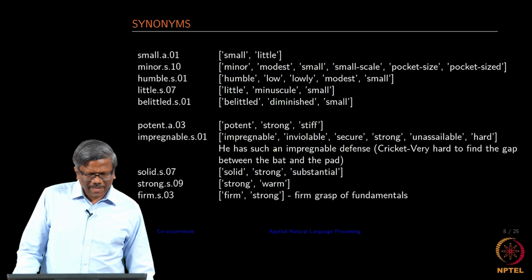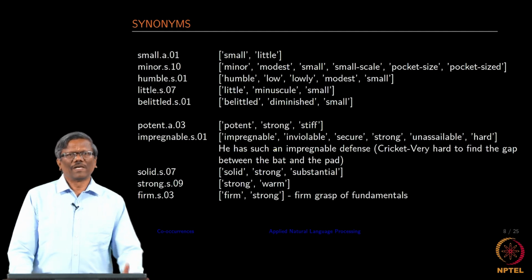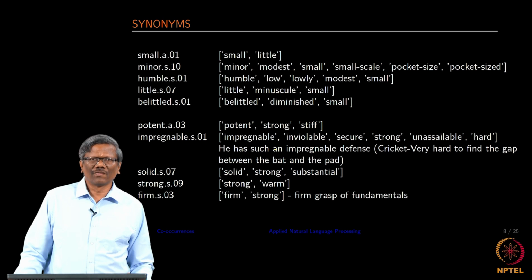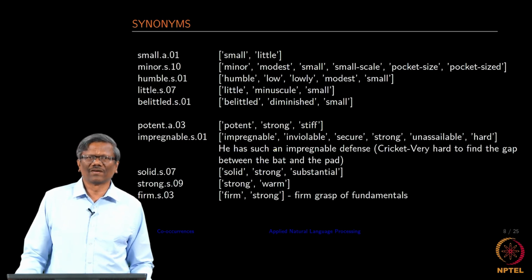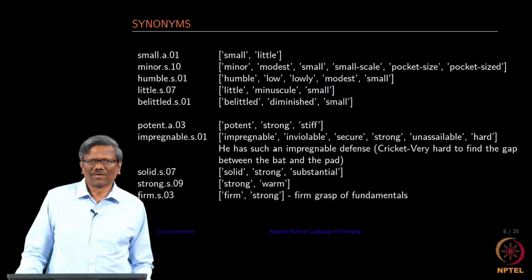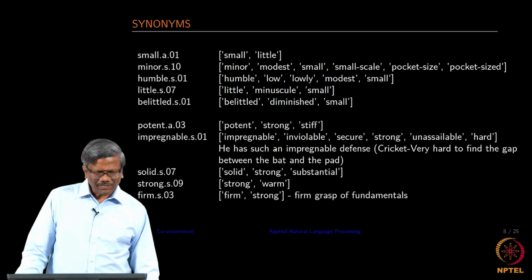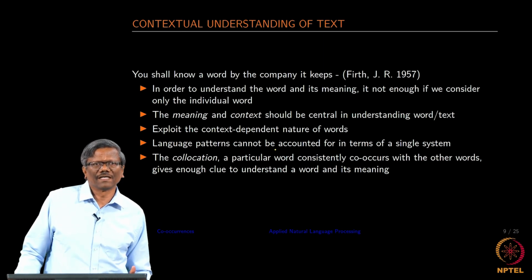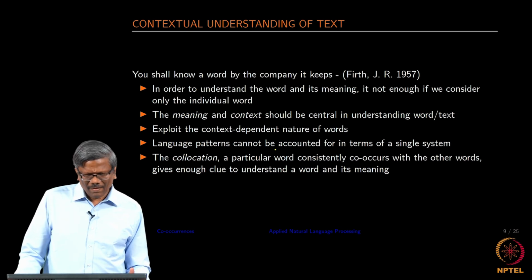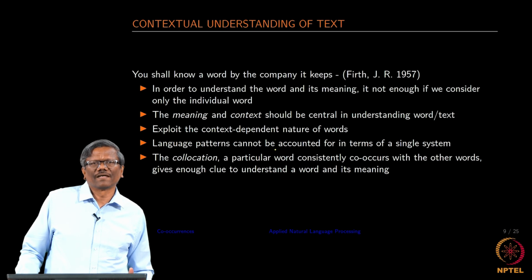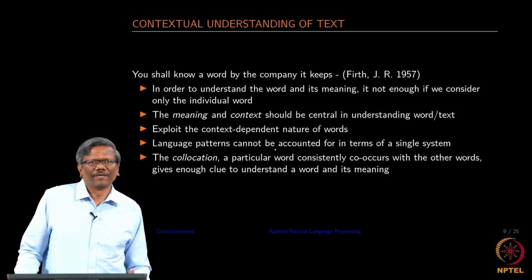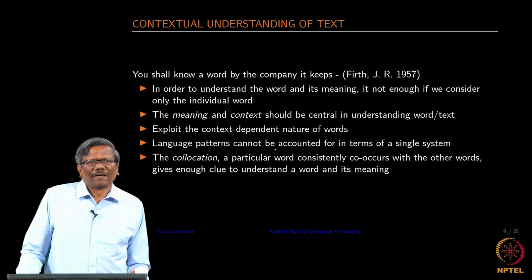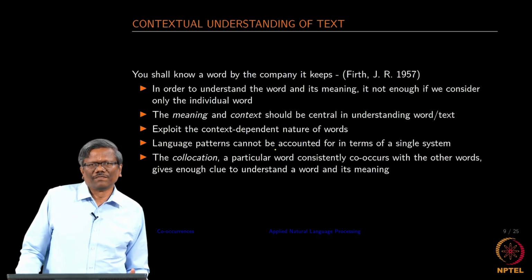So, we really have to not only understand the context surrounding the word, we also need to understand the synonyms for the given word in order for us to really reduce the vector space on which we would like to operate. Okay. So, in order to understand the word and its meaning, it is not enough if we consider only the individual word. I spoke about this at length earlier. The meaning and context should be central to the understanding of a word or text, right. Exploit the context dependent nature of the word.